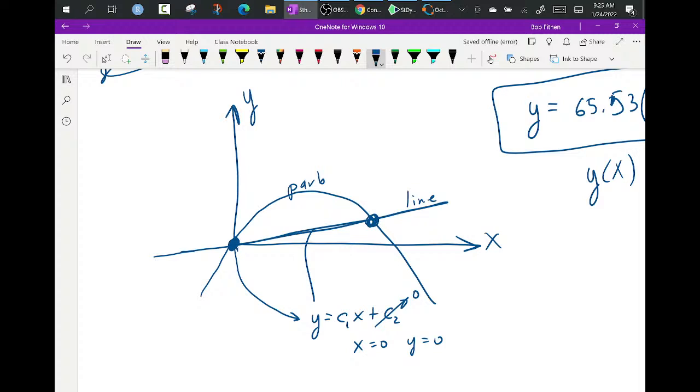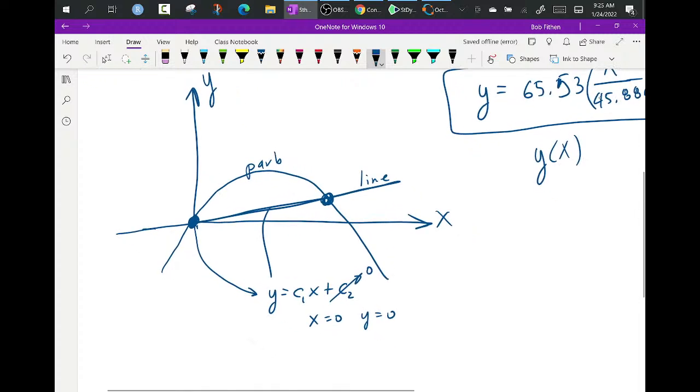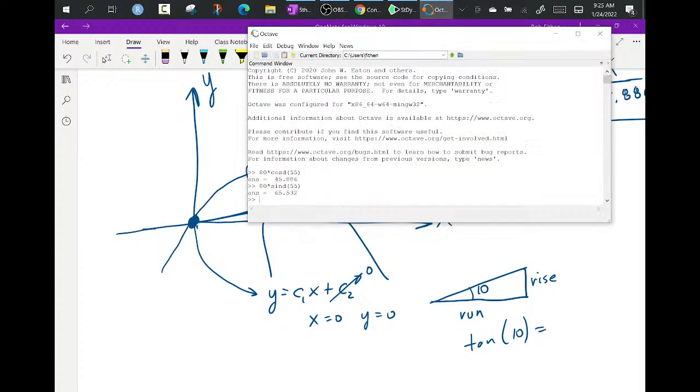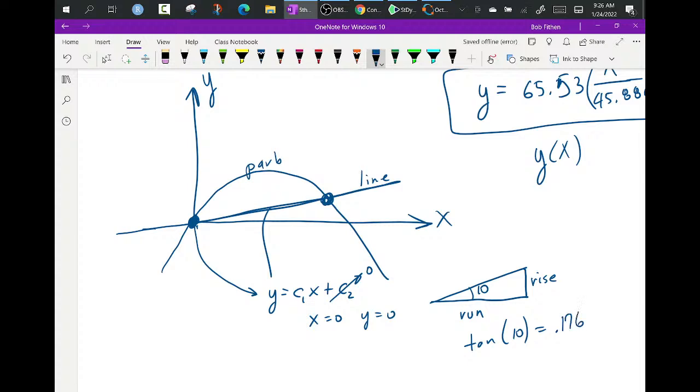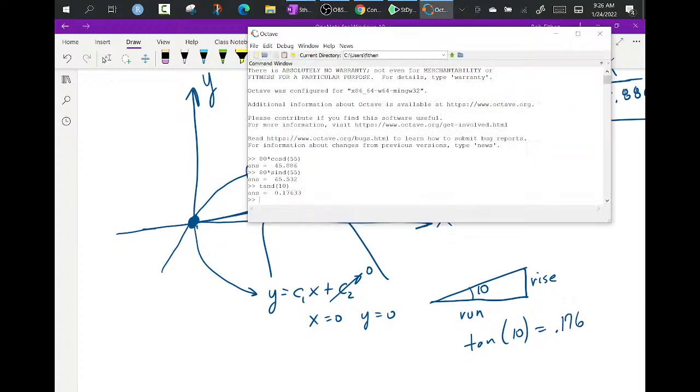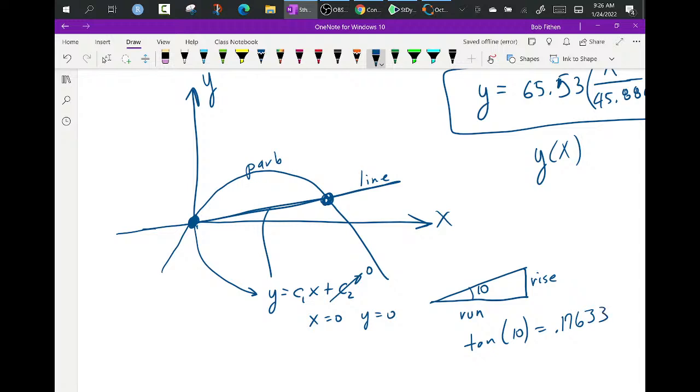So what's the slope of the line? Well, the slope of the line is the rise over the run. I don't know right offhand what it is, but he has told me that it is 10 degrees. So for the rise over the run, I don't know what the tangent of 10 degrees is, but it's probably not that large. 0.17633, and there are more digits in MATLAB actually.